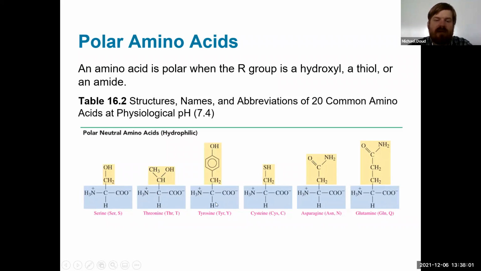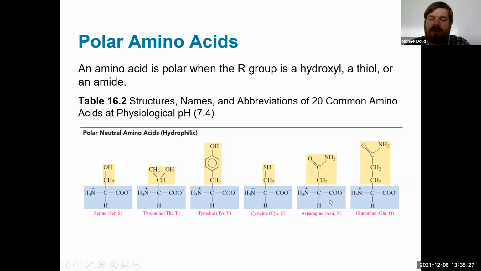Tyrosine is abbreviated as TYR or Y, and it has one carbon bonded to a benzene ring, and then an OH on the other end. So it's a phenol-based amino acid. Next up, we have cysteine. Cysteine is abbreviated as CYS or C, and it has a 1-carbon chain bonded to a thiol, SH.